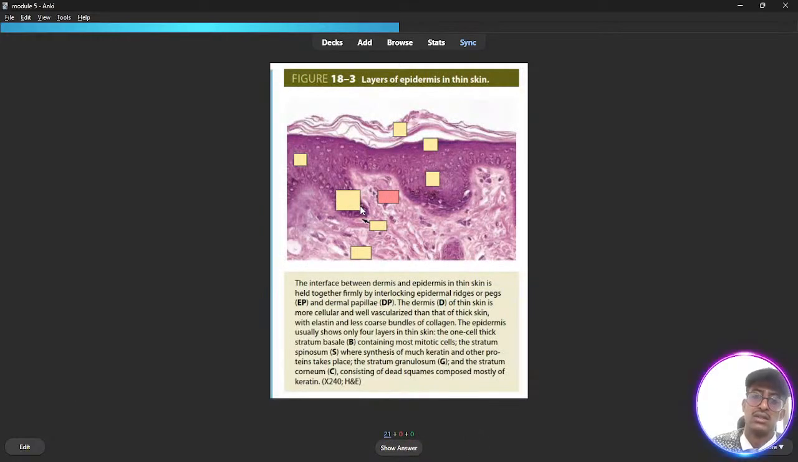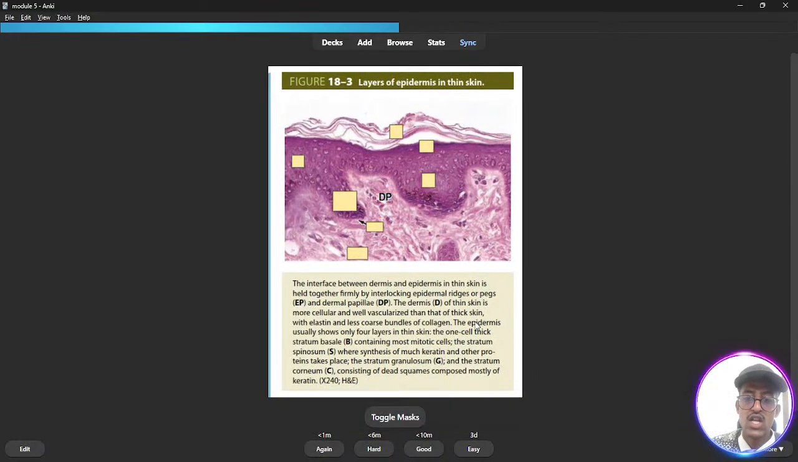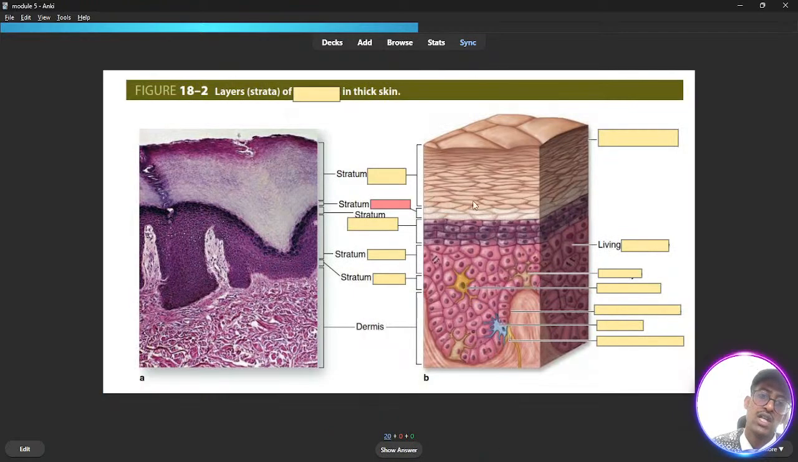basal. What the hell is this? This one is epidermal ridge. What about this? This is dermis, man. This is dermal papilla. Man. My man, dermal papilla. I knew it. I know it. I know it. What about this?